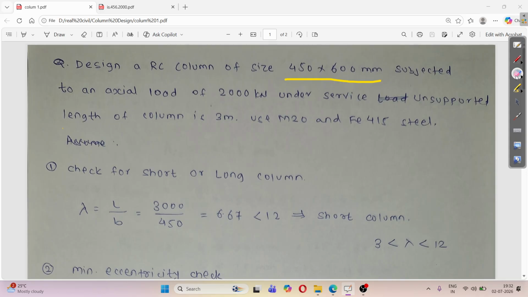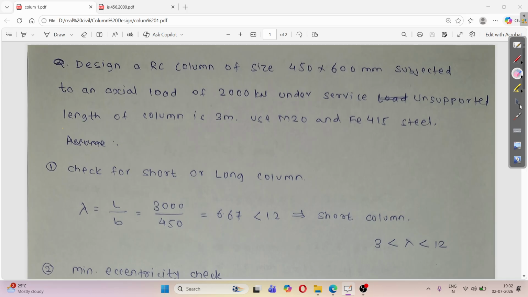So let's see the important points. Size of the section is already given. This is the service load. Unsupported length is 3 meter and grade of concrete M20 and Fe415 is given. So let's start to solve the problem.